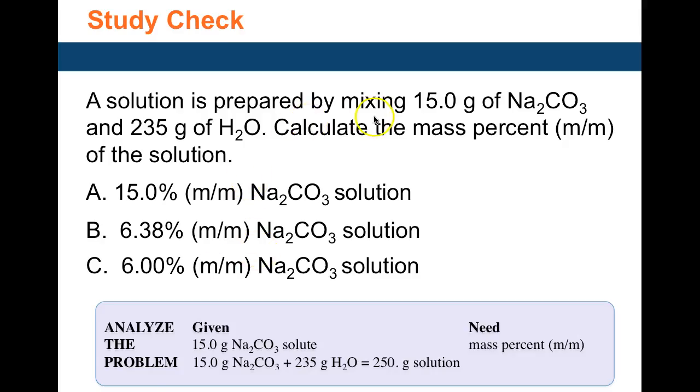All right, a solution is prepared by mixing 15 grams of the sodium carbonate and 235 grams of water, right? So solute is the 15 grams. The solution is 15 plus 235, that's 250 grams, right? So 15 divided by 250 times 100, all right? So that should come out to be 6%.